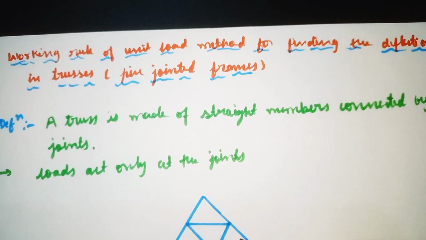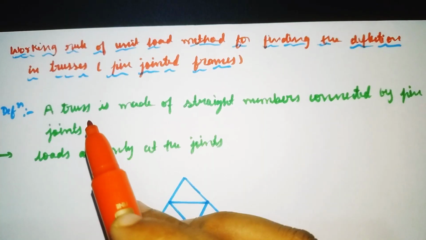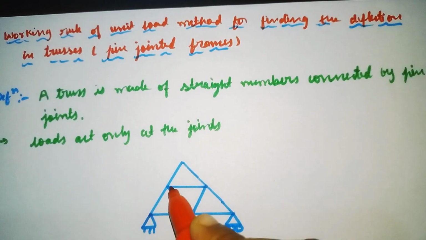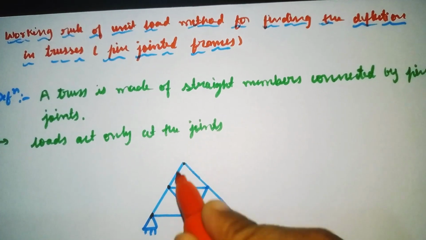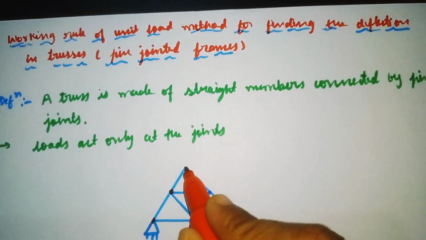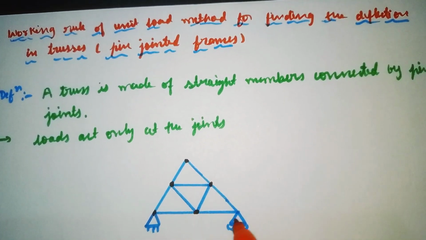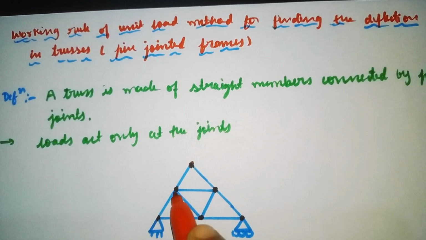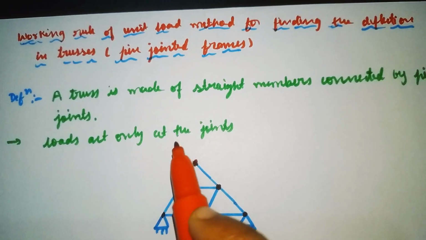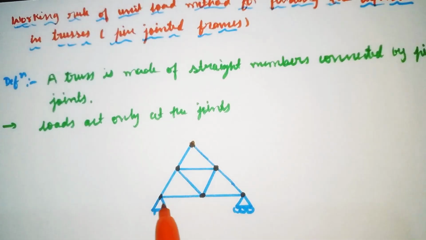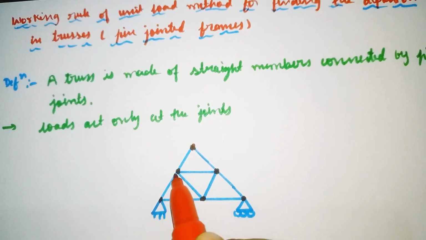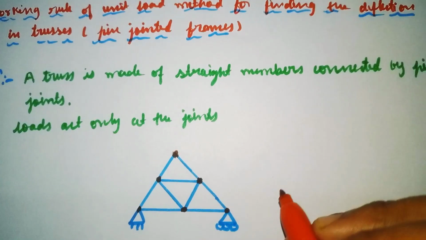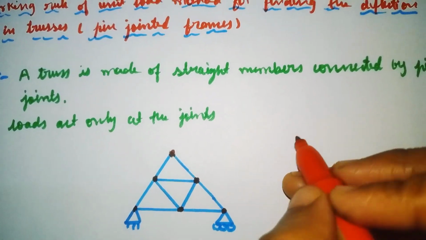First we will see what is meant by a truss. A truss is made of straight members connected by pin joints. The members should be straight, and one member is connected to another member by pin joints. See here, these are the pin joints. One member to another member is connected by the pin joints, and loads act only at the joints. Always in a truss, loads act only at the joints, not on the member. This is the definition of the truss.